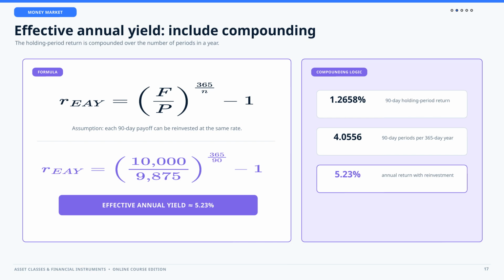The effective annual yield begins with the actual holding period growth factor, face value divided by purchase price. It then compounds that growth factor over the number of comparable periods in a 365-day year. In this example, the 90-day holding period return is about 1.266%, and there are slightly more than 4 90-day periods in a year. Compounding produces an effective annual yield of about 5.23%. This measure is useful for comparing investments with different compounding patterns, but remember the assumption: each maturing investment must be reinvested at the same rate.